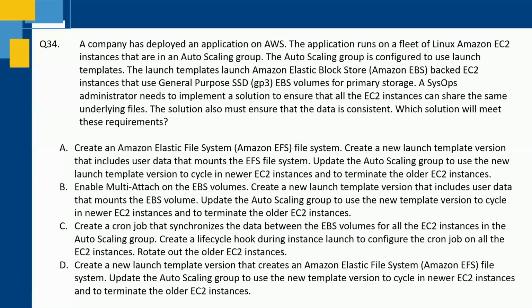The solution also must ensure that the data is consistent. Which solution will meet these requirements? Your options are: create an Amazon Elastic File System, create a new launch template version that includes user data that mounts the EFS file system, update the auto-scaling group to use the new launch template version to cycle in newer EC2 instances and to terminate the older EC2 instances.